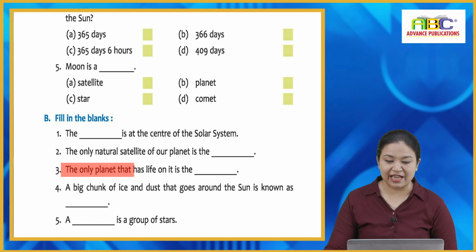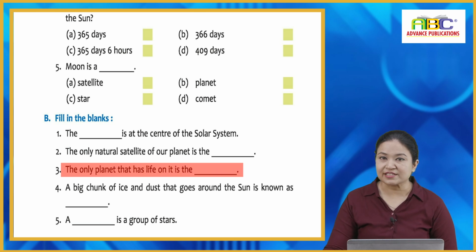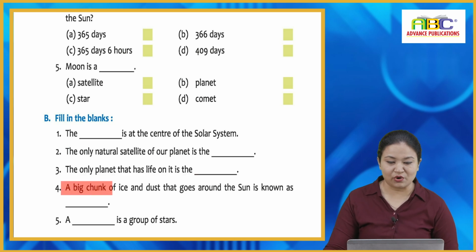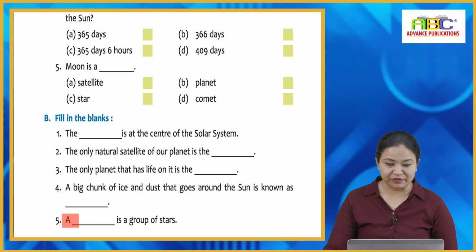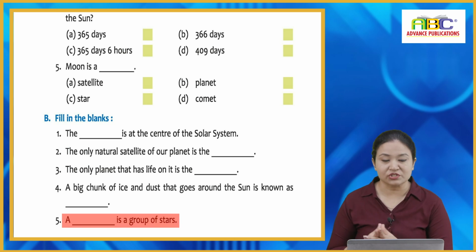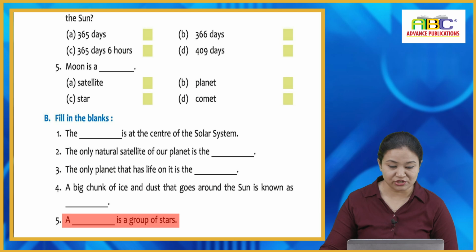The only planet that has life on it is the, any guesses? Yes, it is Earth. Earth has life surviving elements. Fourth, a big chunk of ice and dust that goes around the sun is known as comet. So you will write comet here. Fifth, a dash is a group of stars. It is called constellations. So you will write constellation here.